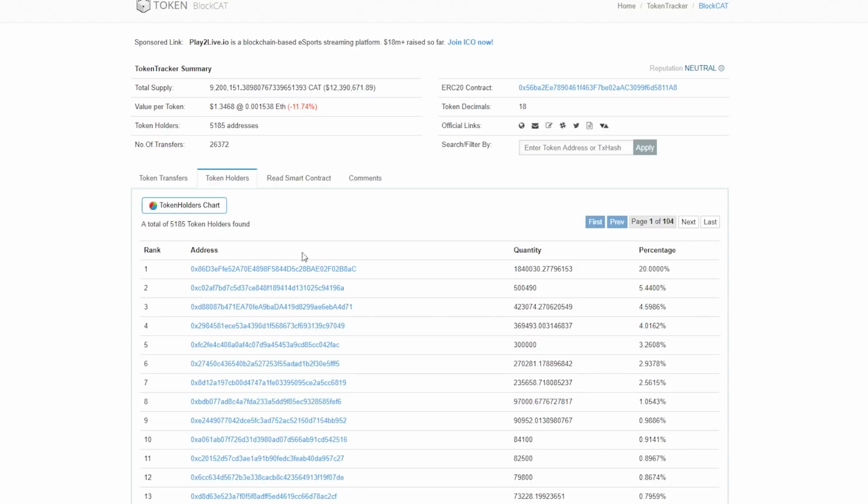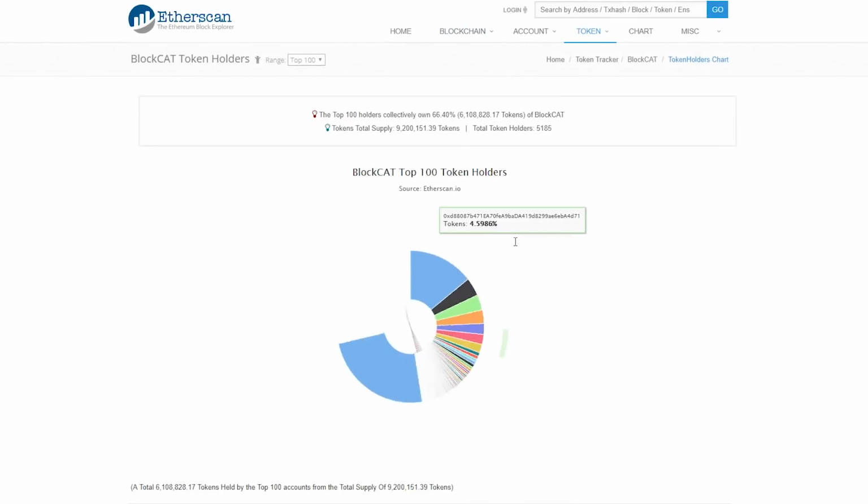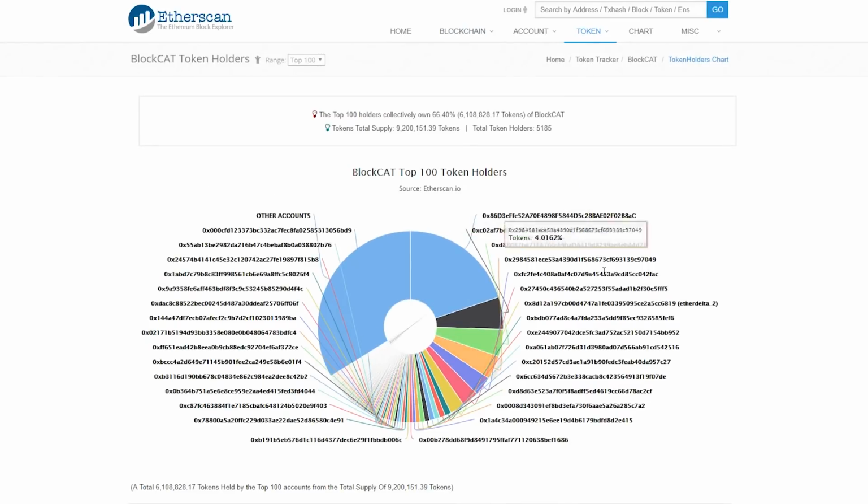So if we look at the chart, it makes it a little bit more easy to see. We can actually see who is holding the most amount of BlockCat. So what we can see up here, the top 100 holders collectively own 66% of all the BlockCat tokens. We can see the total supply, the number of token holders.